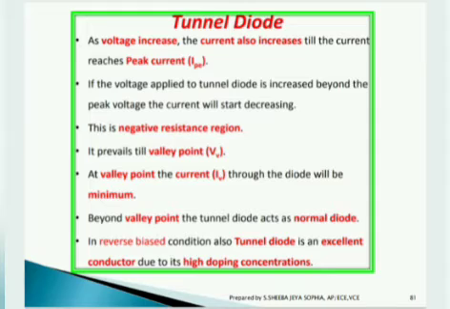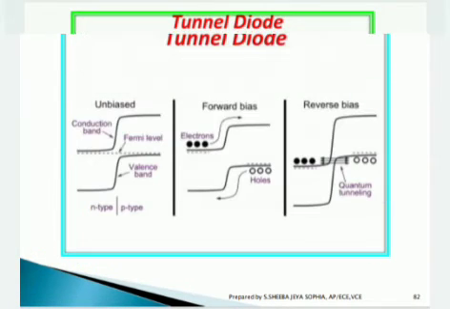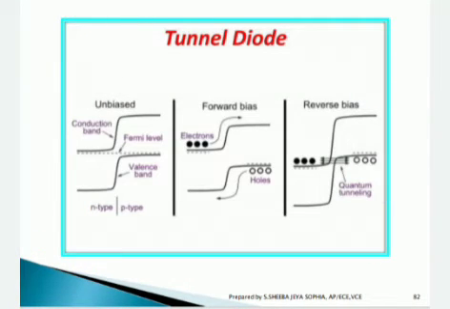In reverse bias condition also, the tunnel diode is an excellent conductor due to its high doping concentrations. You can see the three different parameters of this tunnel diode at unbiased, forward biased and reverse bias condition. Here at unbiased, the Fermi level is very normal, and in forward bias condition, electrons and holes start conducting, and in reverse bias it starts quantum tunneling. Due to this characteristic, it is said to be the tunnel diode.